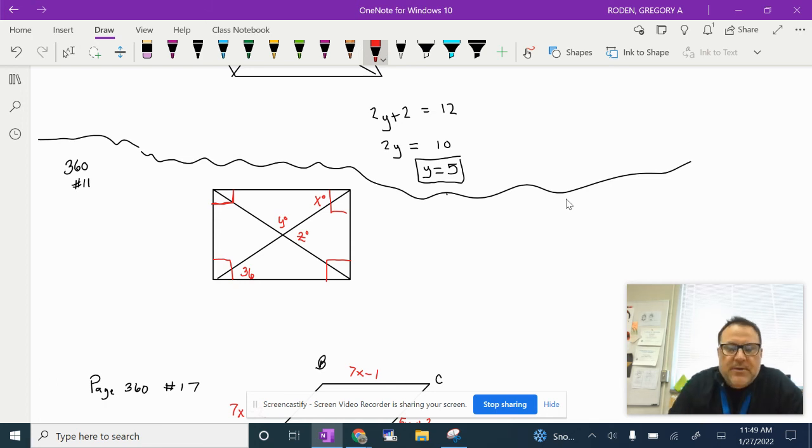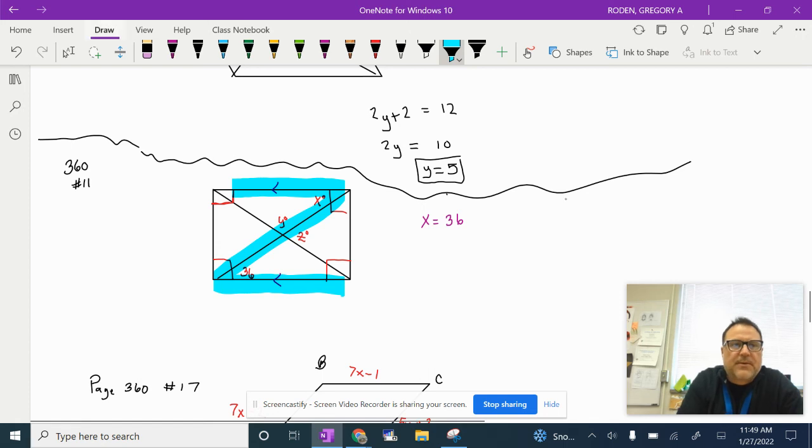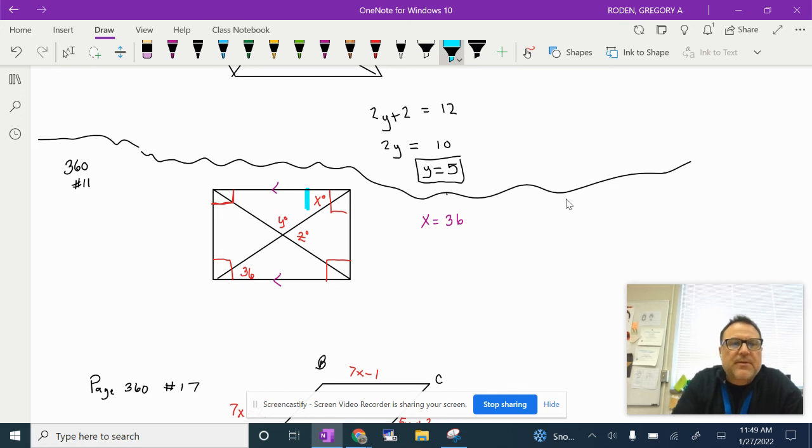But one thing I do know, since I have a parallelogram, I have a transversal and I have alternate interior angles. So right off the bat, I can say that x is equal to 36 degrees because it is the alternate interior angle to 36 degrees. See that? And since it's a parallelogram, I know those lines are parallel. So right off the bat, I can say that x equals 36 degrees. Okay? Get rid of that. All right, so now that I know that x equals 36 degrees, what can I do here?